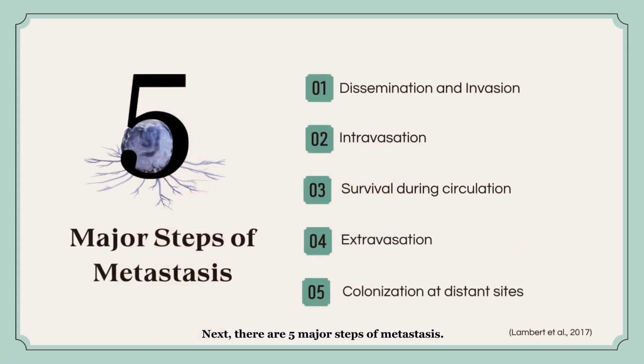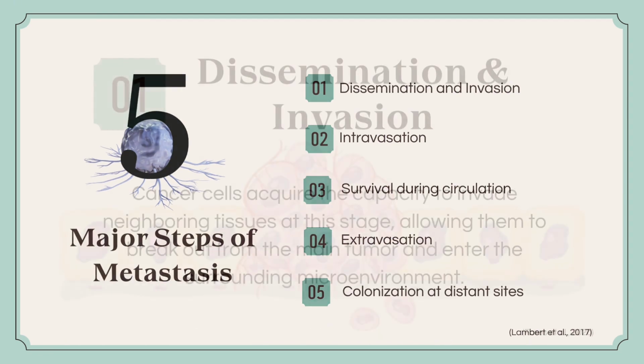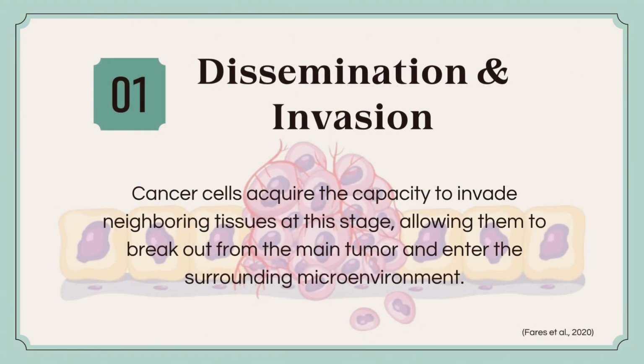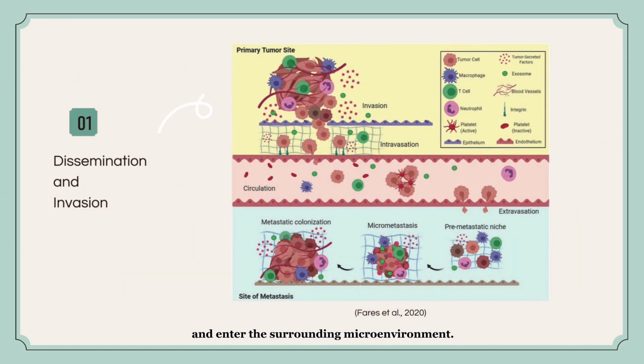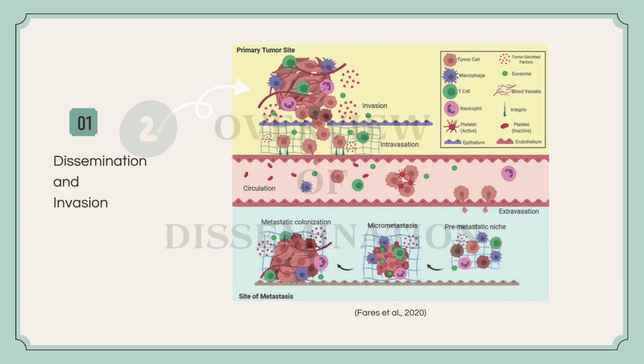Next, there are 5 major steps of metastasis. But in our presentation, we will be presenting on the first step, which is dissemination and invasion. In dissemination and invasion, cancer cells acquire the capacity to invade neighboring tissues at this stage, allowing them to break out from the main tumor and enter the surrounding microenvironment.